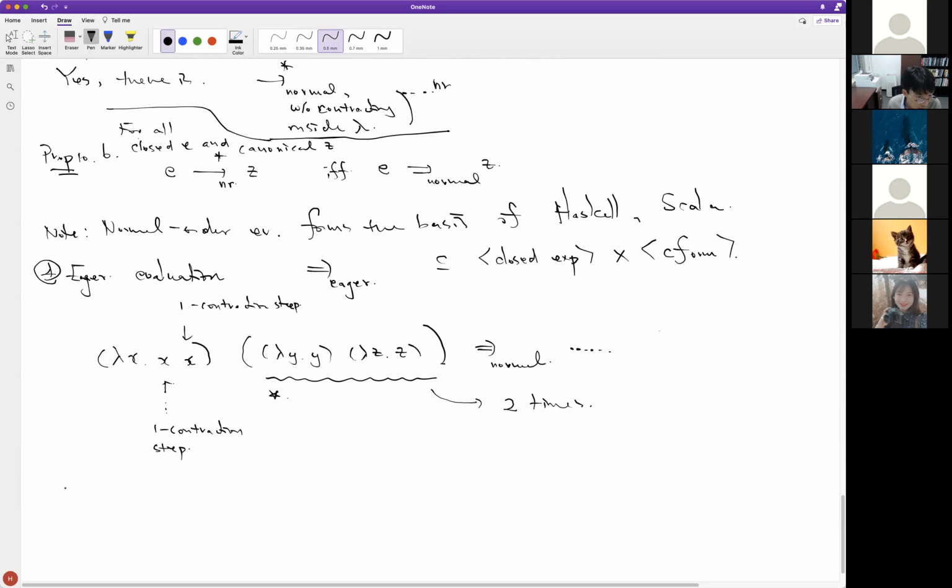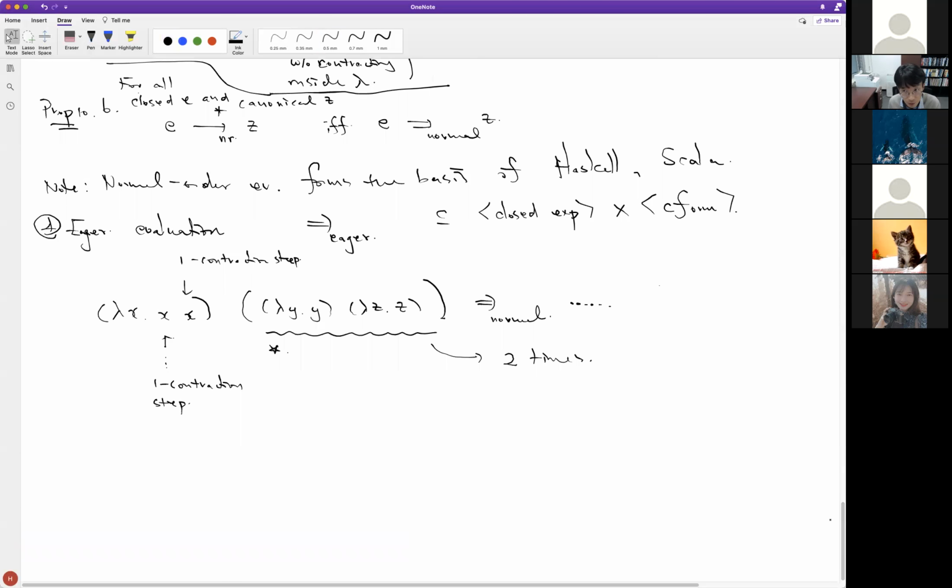So the high-level idea of normal order evaluation is that when you see a function application, you do not evaluate the argument, you just evaluate the function code. No evaluation of the argument, just evaluate the function code. That was the intuition behind normal order evaluation. Eager evaluation is different. We say if you see the argument, evaluate the argument before doing the function call.